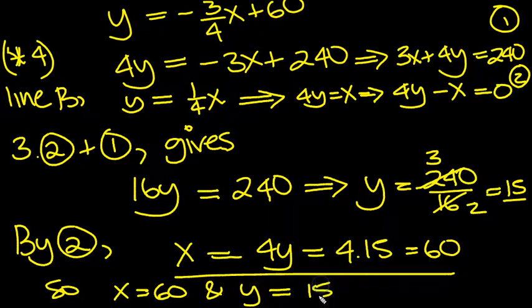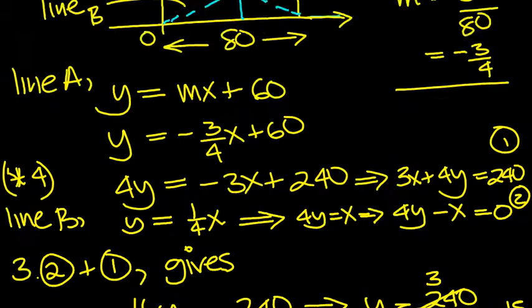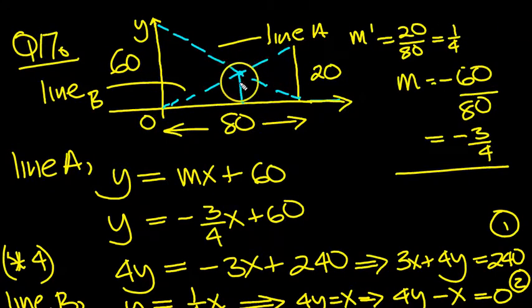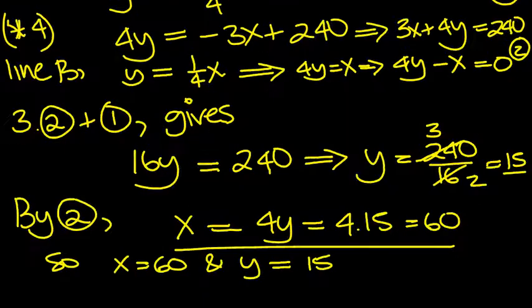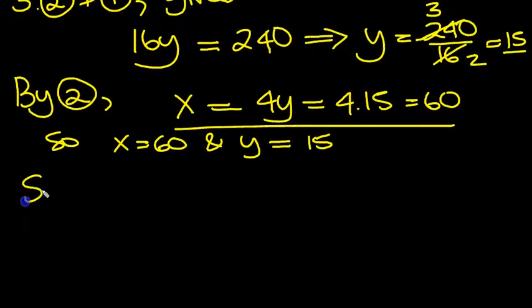So now go back to the question, remember? It was how high do they cross? It was only the y coordinate we were really interested in, actually, and all that we needed to find out. So they cross at 15 meters high. So the answer equals 15 meters.